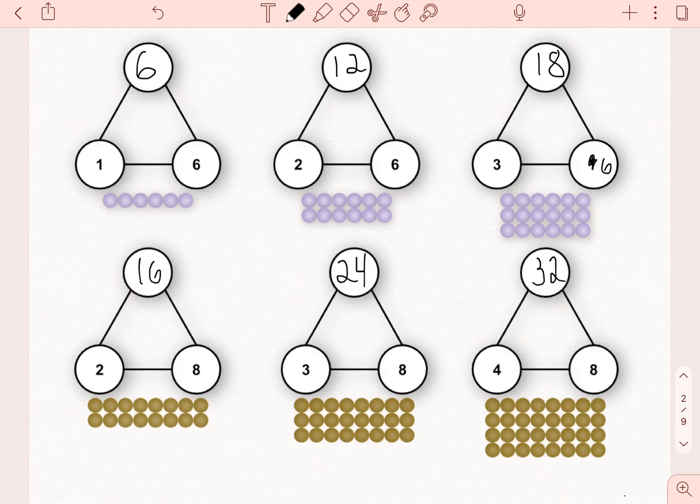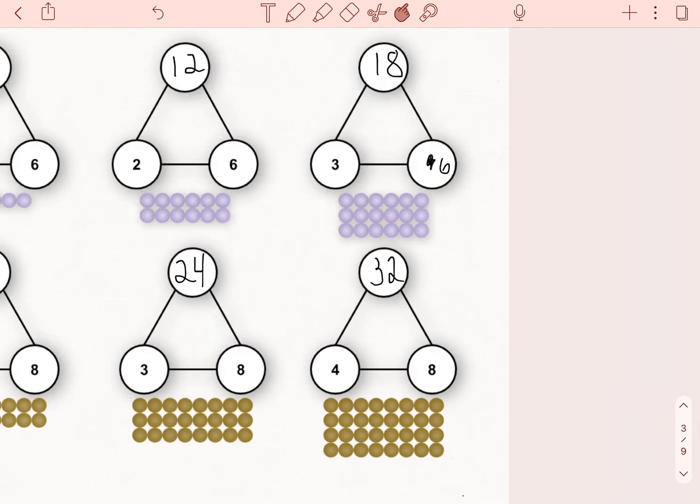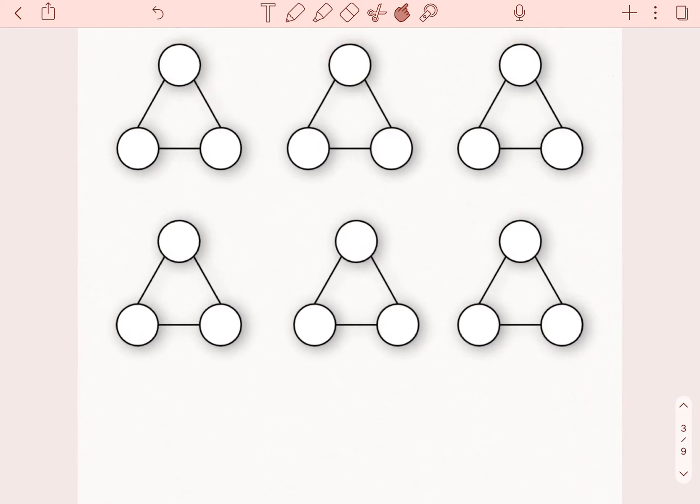So this is a multiple. Here we're looking at what are multiples. Multiples are numbers that can be multiplied together to produce a specific number. 16 is a multiple of 2 and 8. 6 is a multiple of 1 and 6. 32 is a multiple of 4 and 8. Those are multiples.